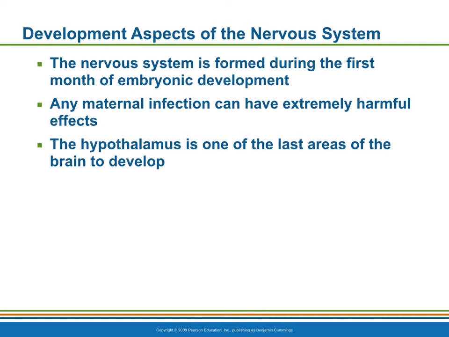Now the last thing that we want to talk about is some of the developmental aspects of the nervous system. Because the nervous system forms during the first month of embryonic development, any maternal infection early in the pregnancy can have extremely harmful effects on the fetal nervous system. Maternal measles or smoking, radiation, and various drugs can be very damaging during early fetal development. One of the last areas of the central nervous system to mature is the hypothalamus. The hypothalamus contains centers for regulating the body temperature. So, for this reason, premature babies usually have problems in controlling their loss of body heat, and they have to be carefully monitored.